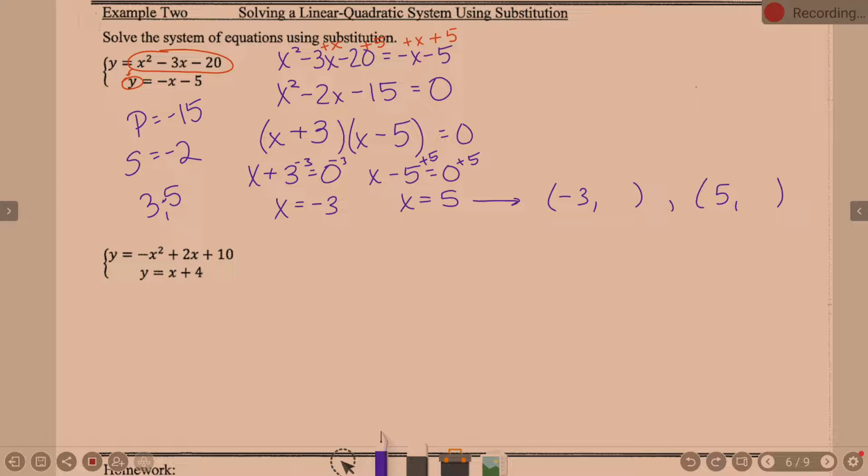I tend to use the linear equation. So I'm going to use y equals negative x minus 5. And I'm going to plug those values in.